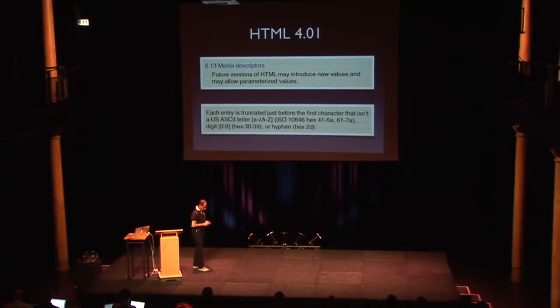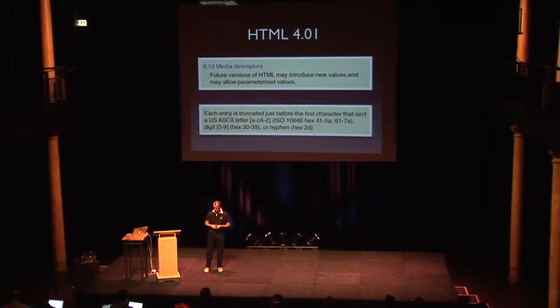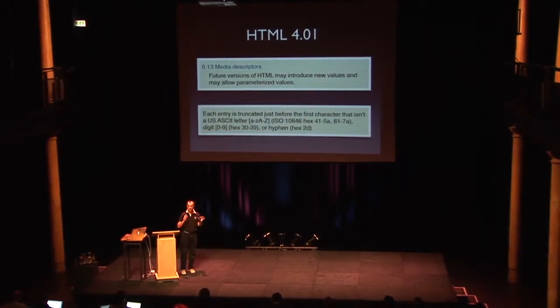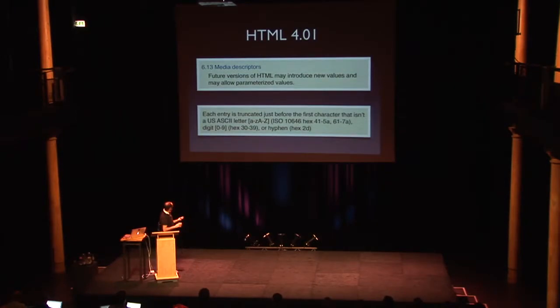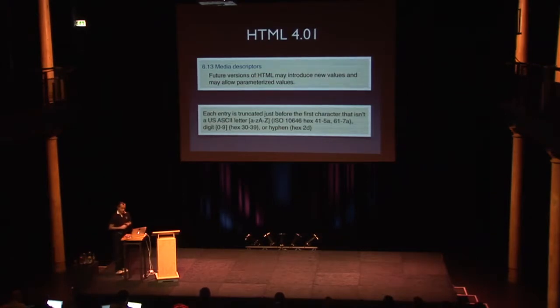So the HTML 4.1 spec was really meant to allow the extensibility of the media types from the very beginning. It was explicitly mentioned like that: future versions of HTML may introduce new values and allow parameters to media types. So this is exactly what we did.